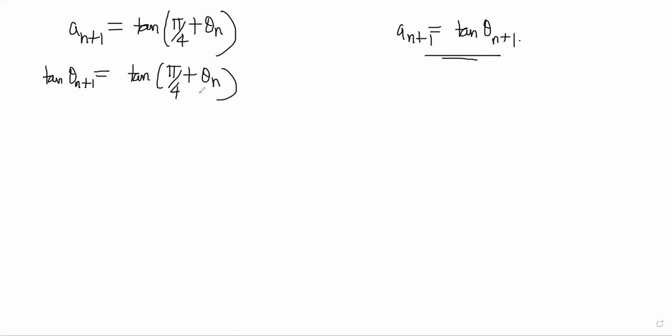Now we can say that this implies that, I want to repeatedly use this result. So for that, I know already that a_{n+1} is tan of (pi by 4 plus theta_n).